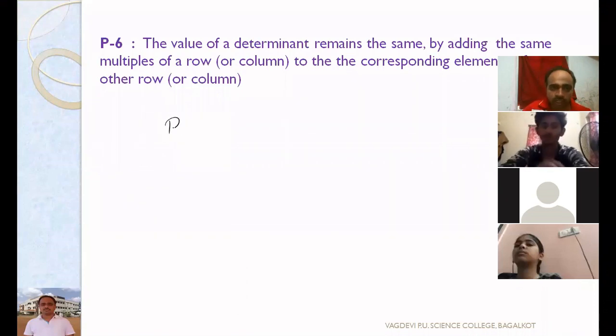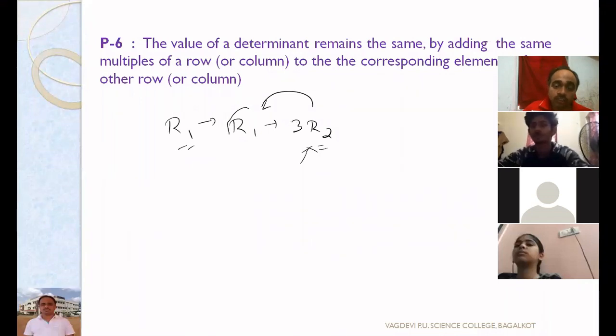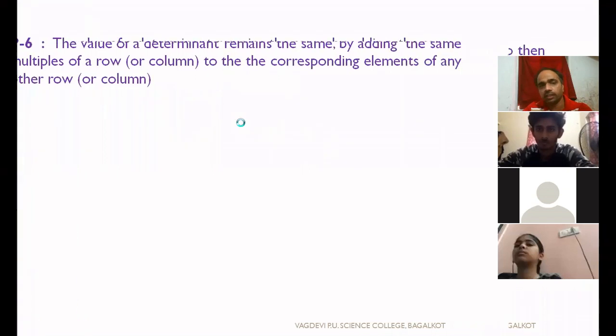Say for example, if I write R1 changes to R1 plus 3R2, it means you should not multiply the second row by 3 and write them in the second row. Second row will not change. You have to just multiply, write in one place or keep in your mind, and they are to be added to R1. So R1 should be changed, not R2. R2 is just multiplied and those answers are added to the corresponding elements of the first row. So R1 is changed here, not R2. Then property 7.